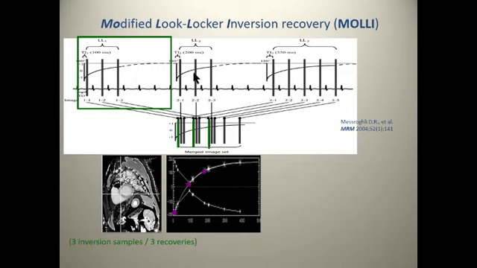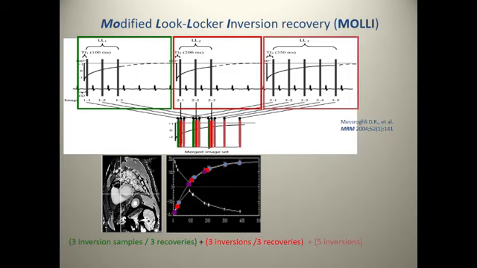Just to demonstrate that here, after the first inversion, we collect 3 images. These are all cardiac gated at the same phase of the cardiac cycle. If we look at this single pixel, we can see we get the signal from the purple points from this first inversion. From the second inversion, we're getting the red points. And in the third inversion, we're getting these other points.